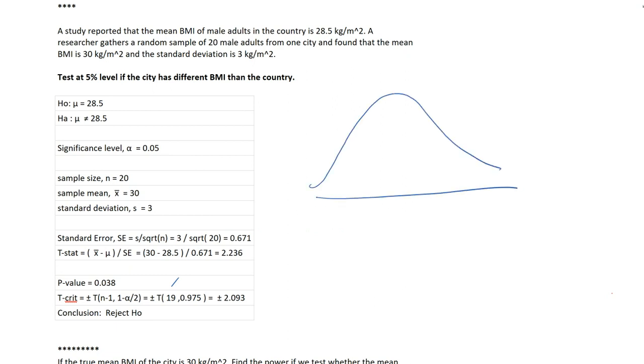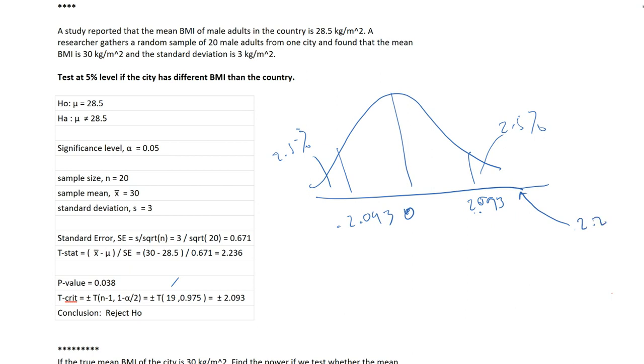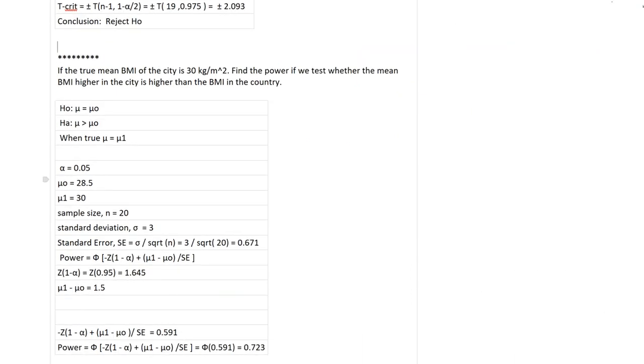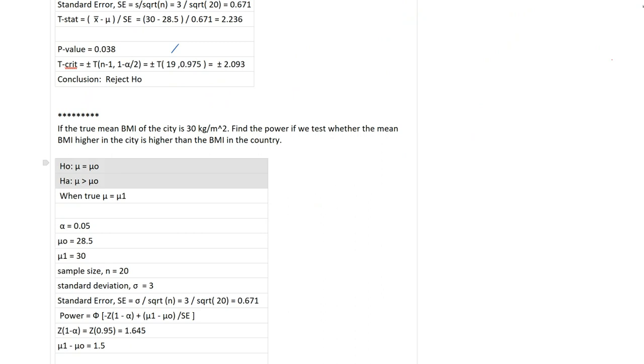So we're saying here that alpha is 5%, so you have 2.5% on both sides. This is negative 2.093 and positive 2.093, and the test statistic happens to be positive 2.2, which is here. Therefore it is in the rejection region, so we reject the null hypothesis and conclude that the mean is different from 28.5.